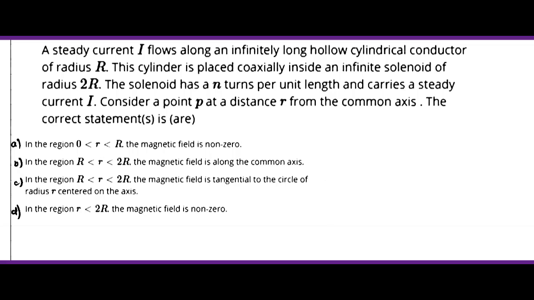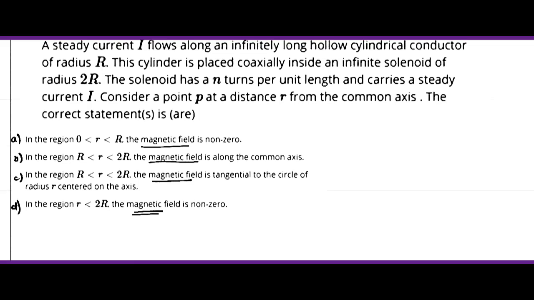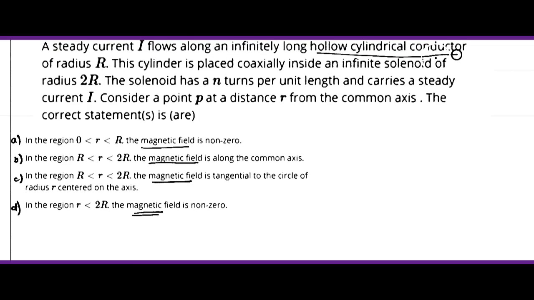So let me first give you a brief about the magnetic field. In all the 4 statements we have to check the magnetic fields. So let me give you a brief about the magnetic field created by a hollow cylindrical conductor and a solenoid. First of all, let's say we have a hollow conductor like this, in which a current is flowing, and current always flows through the circumference. Let's say I current is flowing through this hollow conductor. So let this be the axis of the conductor.